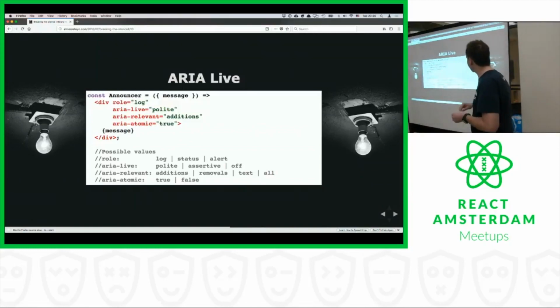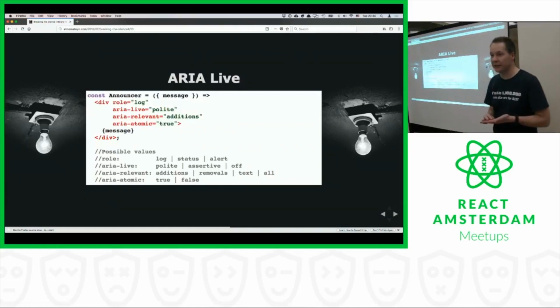So there's a couple of interesting attributes. First of all, it's handy to give it a role, to tell the screen reader what type of container it is. In this case, I used log. By the way, the other values are down here. A log role says that I'm going to be appending messages to it.